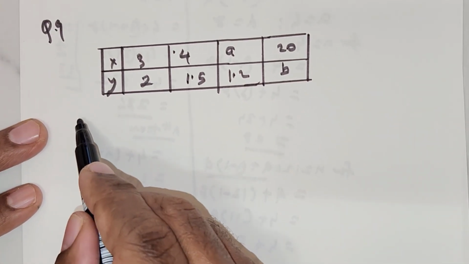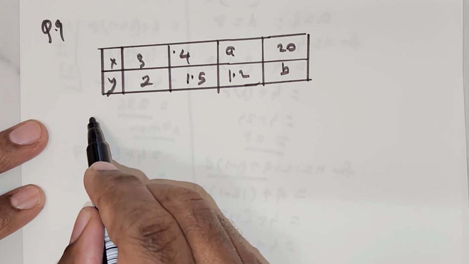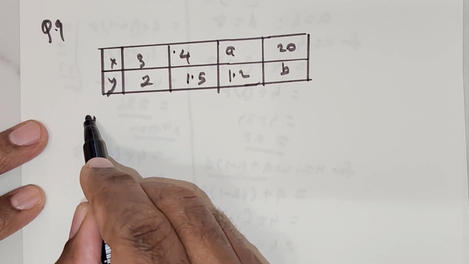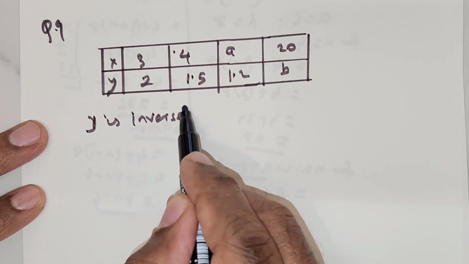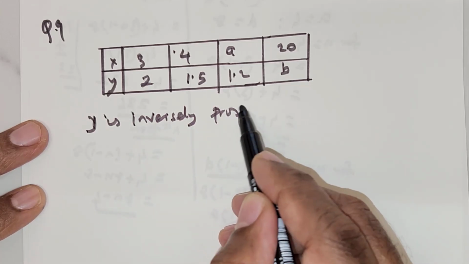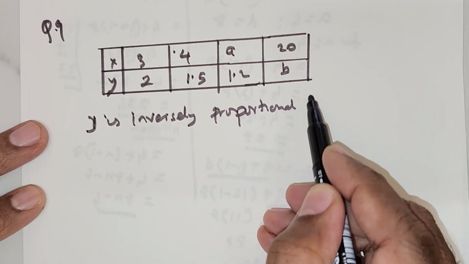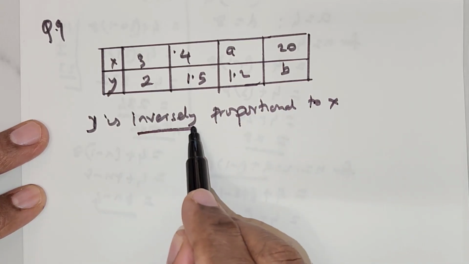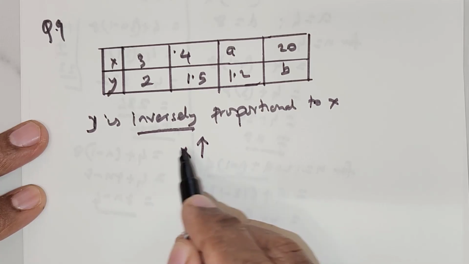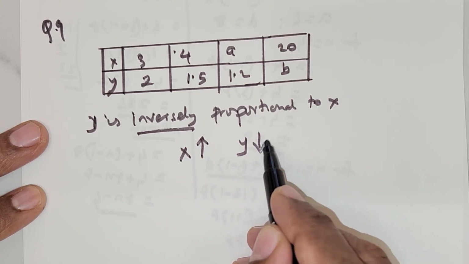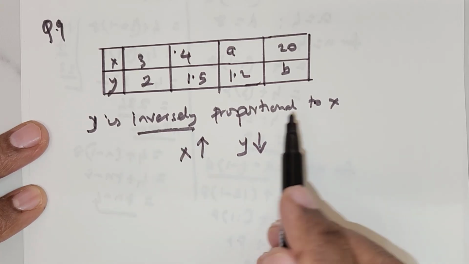Now we are given a statement in the question. It says that y is inversely proportional to x. Now when they use the word inversely proportional to x, it means when x increases, y value will decrease. That is the meaning of inversely proportional.